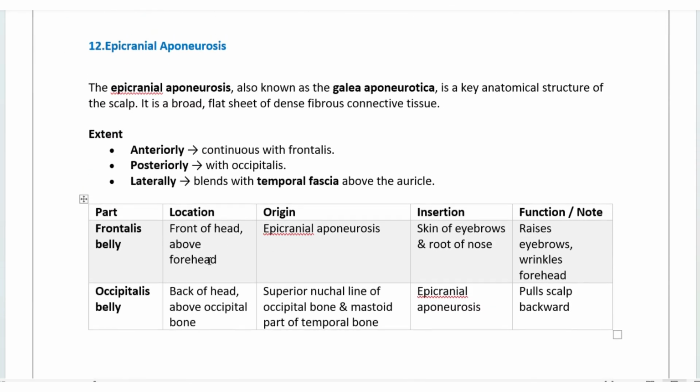Supraorbital will supply the scalp, forehead, upper eyelid, and supratrochlear will supply the medial forehead, upper eyelid, and conjunctiva. Next we have the epicranial aponeurosis. Again, this is a 2 marker, also known as Galea aponeurotica. It's a key anatomical structure of the scalp.